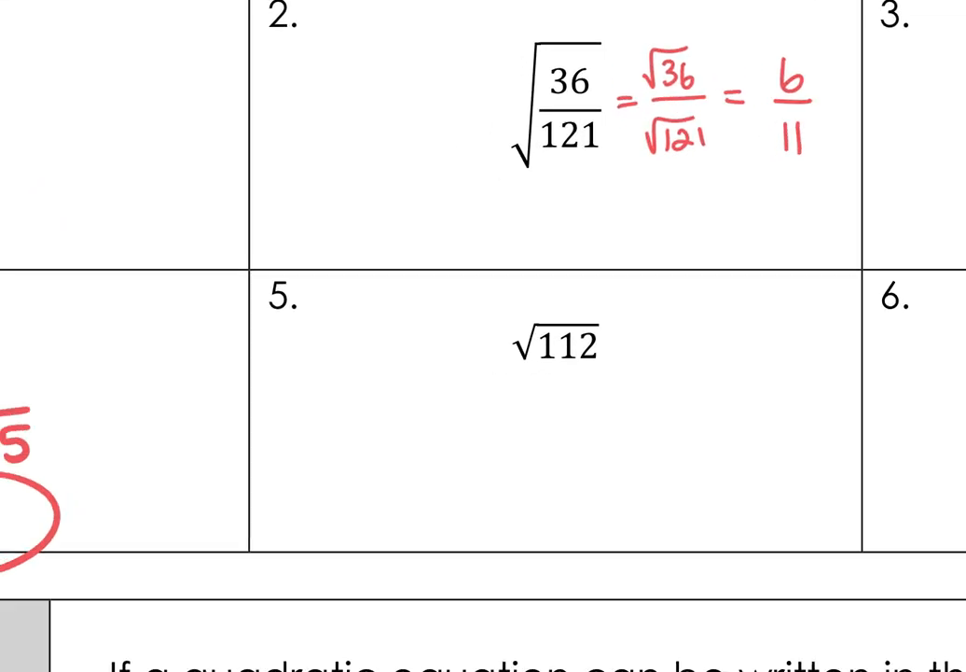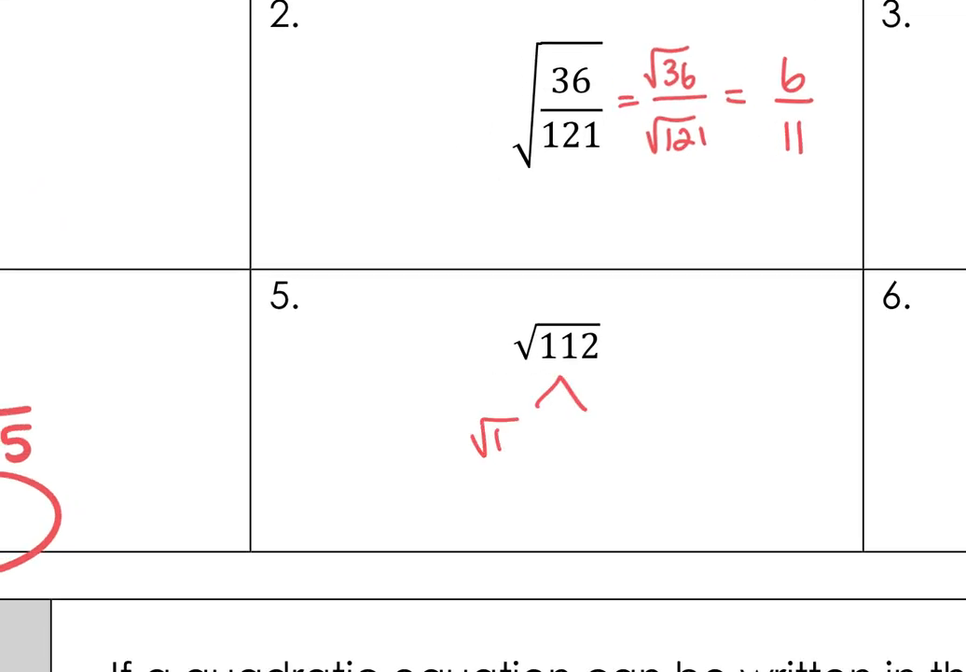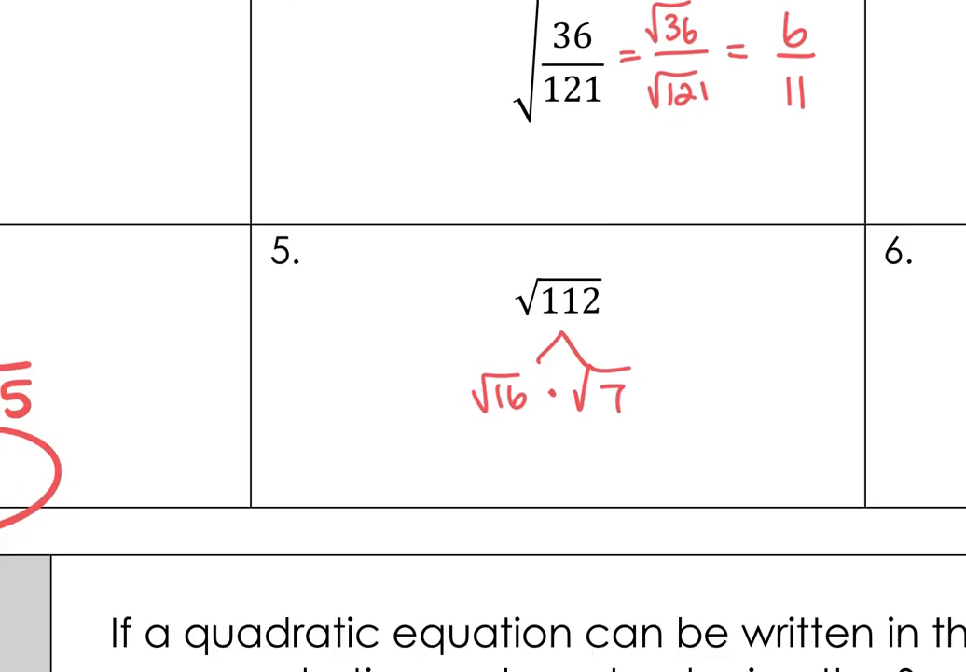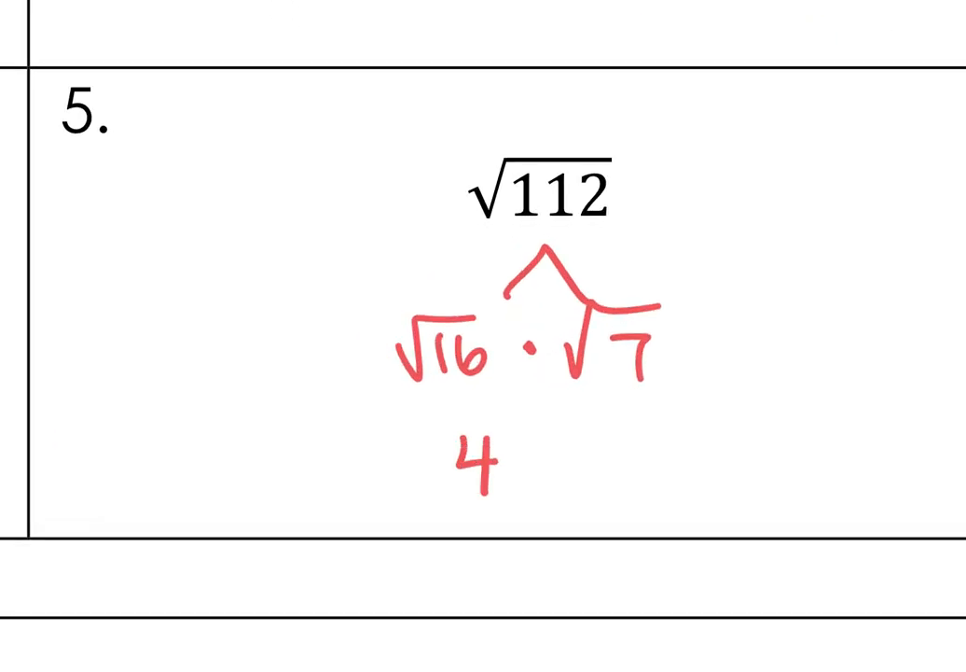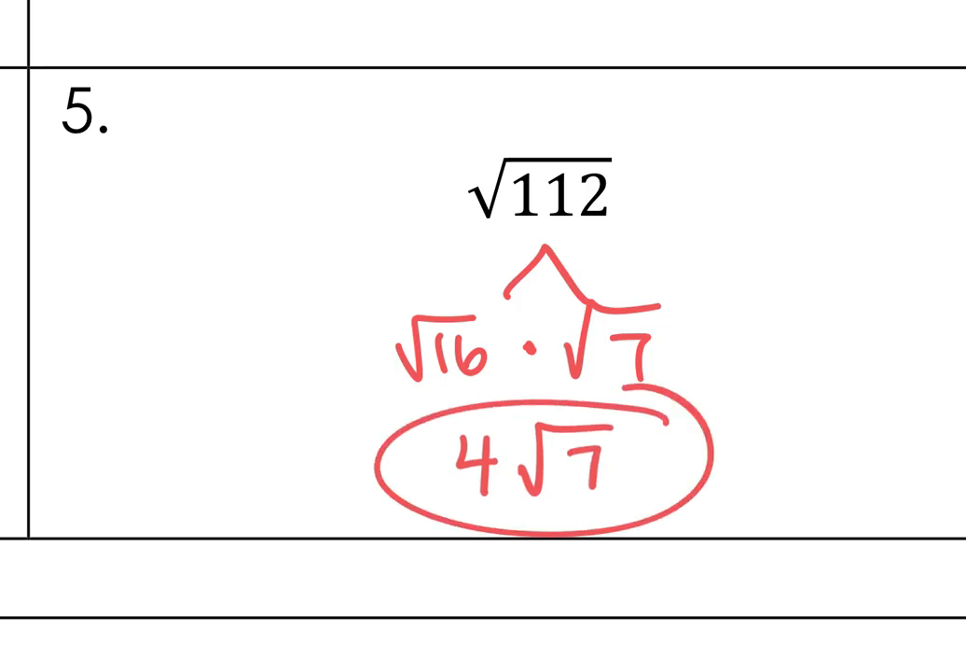So you'll break that down to the square root of 16 times the square root of 7, because when you did 112 divided by 16, your leftover is 7. And again, now that we have this perfect square underneath the radical, we can take the square root of that. So the square root of 16 is 4, and then we're going to leave that remainder underneath our radical. So we have 4 square roots of 7.